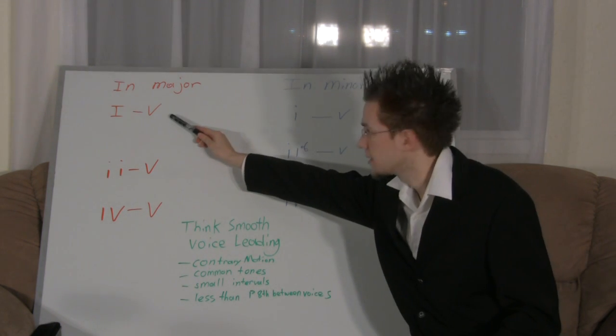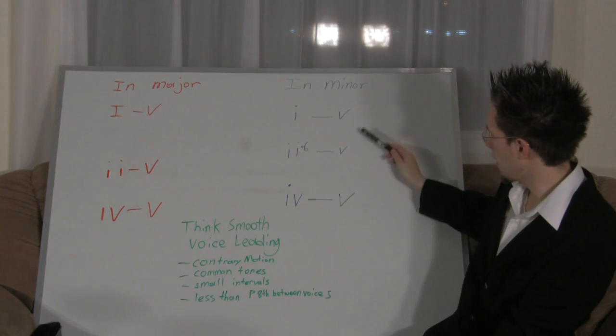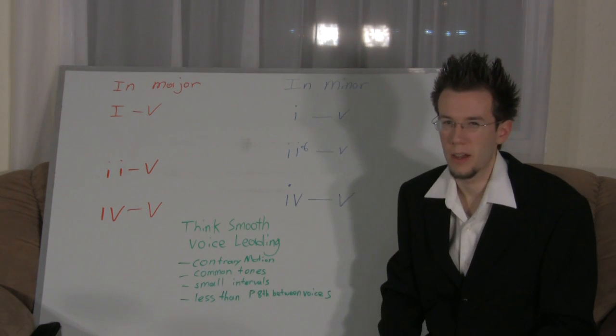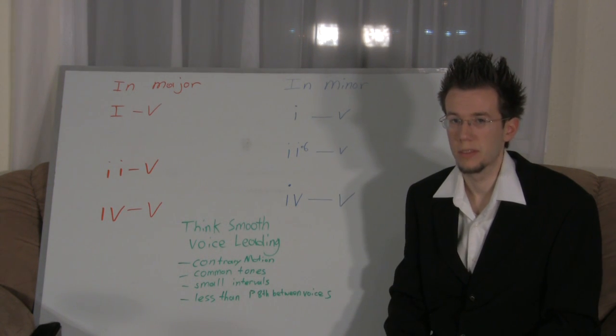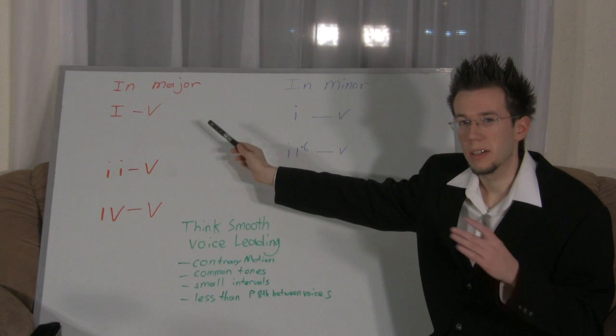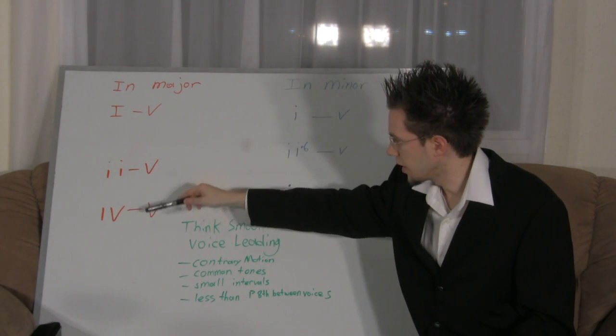Now I want you to notice here, 5, 5, 5. It's always ending on 5. Over here, 5, 5, 5. It's always ending on 5, okay? Whenever you do an imperfect cadence, it's going to end on 5. So the only numbers that go with that, that I'm showing in this example here, are 1, 2, and 4.